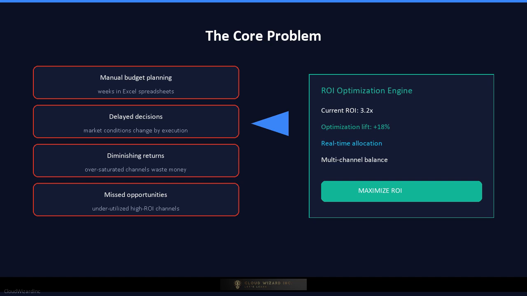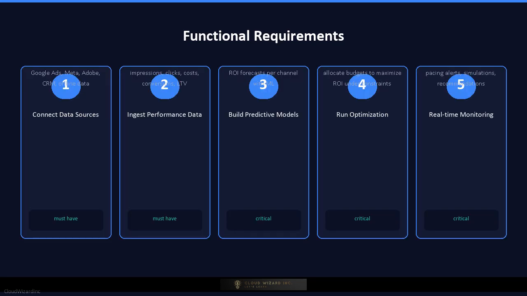The business needs an automated ROI optimization engine that continuously ingests performance data, builds predictive models, and reallocates budgets in near real time to maximize total ROI, while respecting business constraints like minimum channel spends, budget caps, and brand safety rules. Let's walk through the functional requirements.